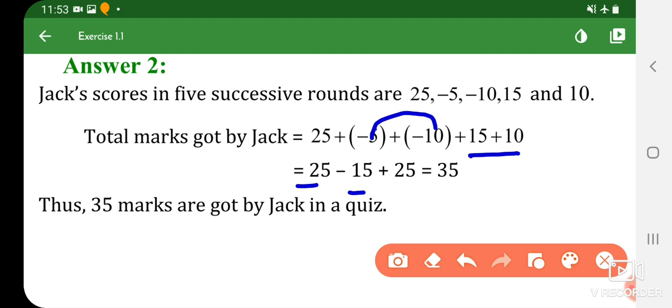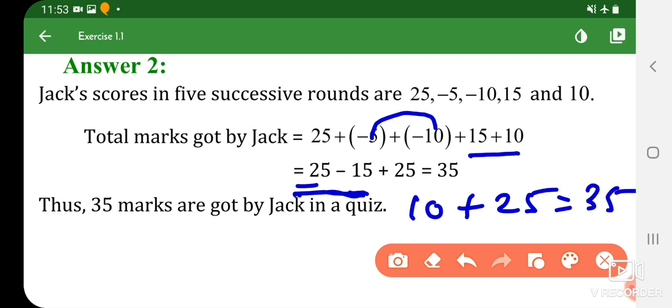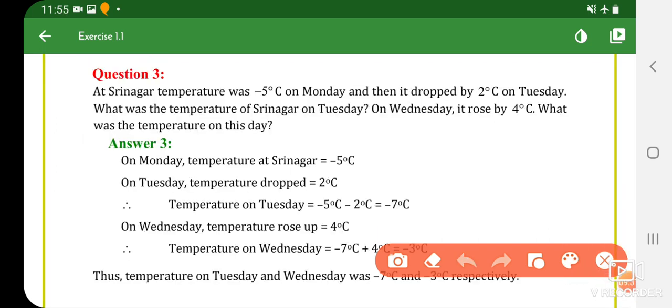Okay, so 25 and 15, when we subtract these numbers, 25 minus 15 is 10, plus this 25. After that when we add those, the answer is 35. Thus 35 marks are got by Jake in the quiz. Okay, so now the next question, question number 3.